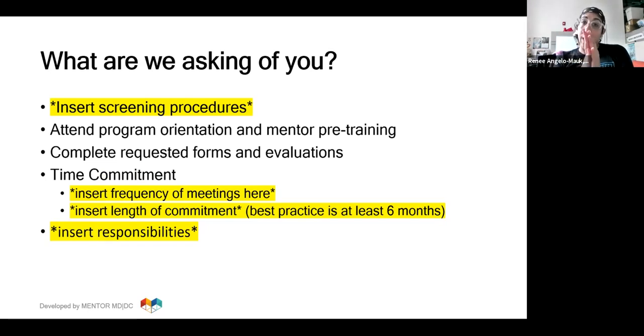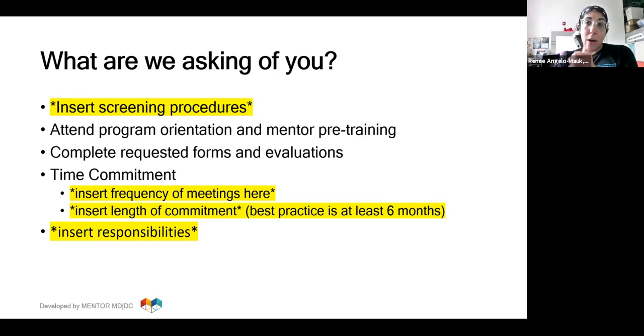So mentors love details, and this is your opportunity to give them as many details as possible. And again, to start that clarity of expectations. Some of these things maybe they already know before coming in, but reiterate it so it is as clear as possible as far as the length of screening procedures, what orientation and pre-training consists of, forms, documents, all those kinds of things, evaluations. Time commitment is extremely important.